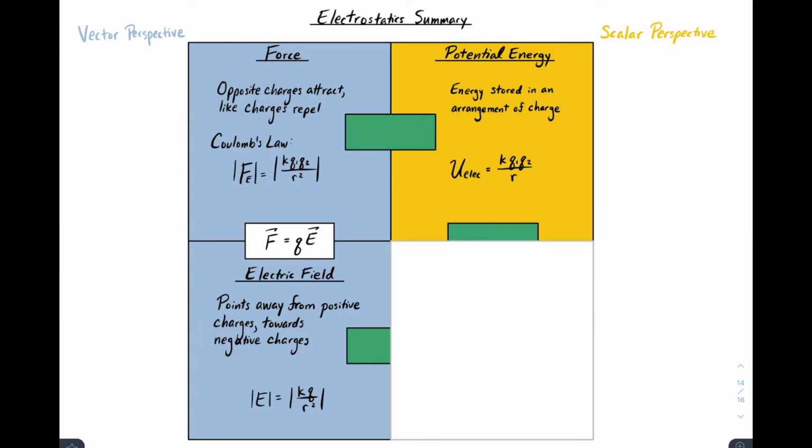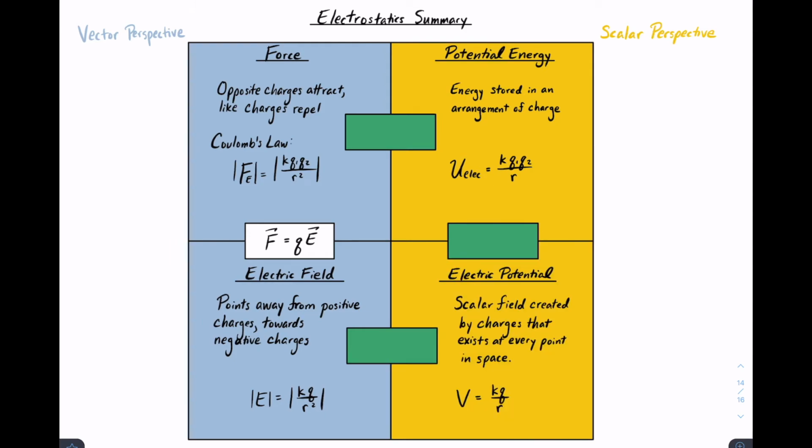Just like with the electric field, we can go one step further and introduce the idea of electric potential, and that the electric potential is a scalar field created by a charge that exists at every point in space. It's the scalar equivalent to our electric field, which is a vector. We can relate electric potential energy and electric potential according to an equation that looks very similar to the one that we use to relate force and electric field, in that for a given electric potential that's set up, if we place a charge Q in that electric potential, it will have some potential energy associated with that arrangement of charge according to this equation.